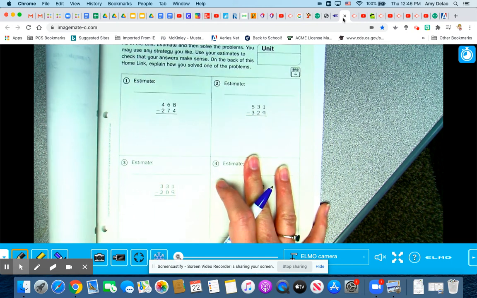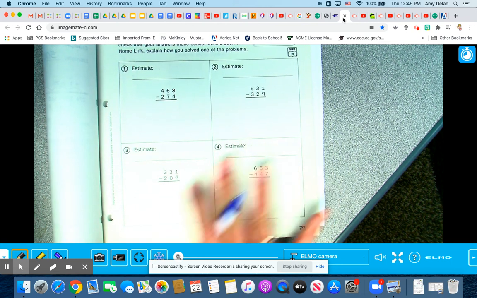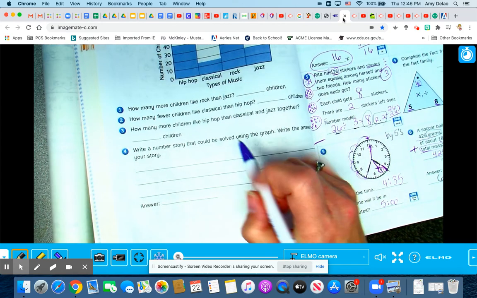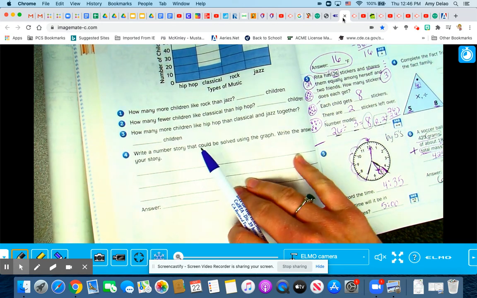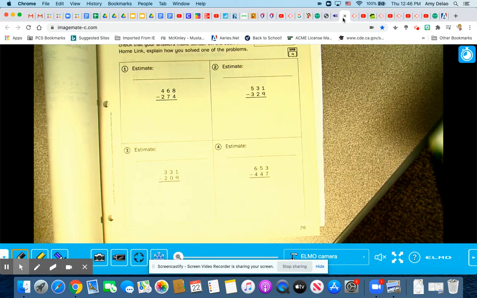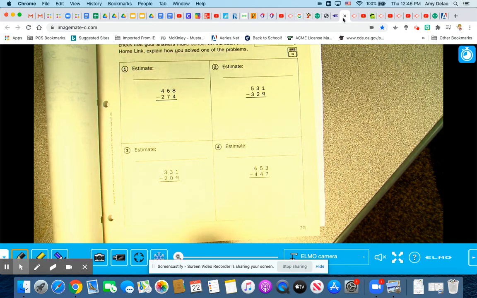Here is your home link. So you have to complete 4 problems. It's the exact same thing that we just did. Okay. Just so you know, really quickly, you do not have to do this page unless you want to. That's up to you. It's not required though. I just wanted to make sure you knew that. I said it earlier, but just in case.